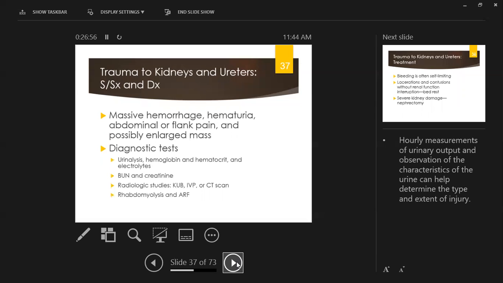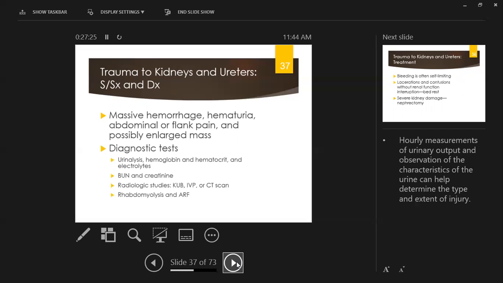Okay, signs and symptoms and diagnosis of trauma to the kidneys and ureters. We may see massive hemorrhage and blood in the urine, abdominal or flank pain, possibly an enlarged mass in the abdomen or a rigid belly, right? Diagnostic tests, we're going to do a urinalysis, H&H, electrolytes, BUN, and creat to see the functioning of the kidneys, potentially radiologic studies like a KUB, IVP, or CT scan to figure out what's going on anatomically.